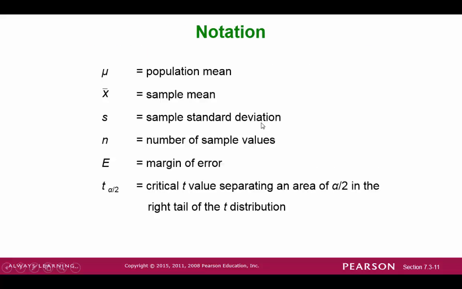The notation involved here is that mu is a population mean, x bar is a sample mean, s is a sample standard deviation, n is the sample size, e is a margin of error, and t sub alpha over 2 is a critical value. Notice we don't have sigma here, and that's the whole reason for using the student t distribution, is because sigma is unknown.